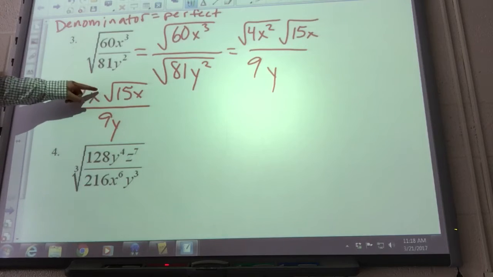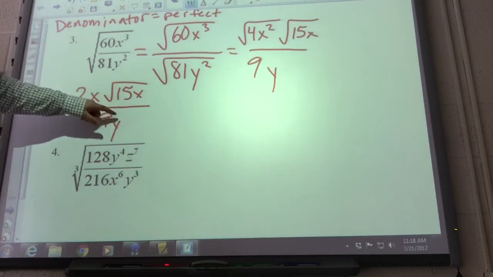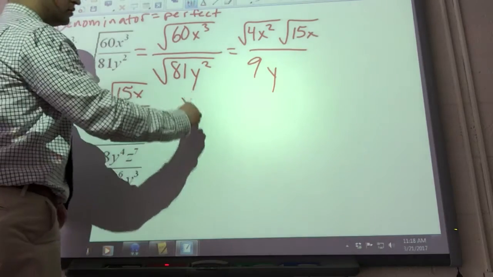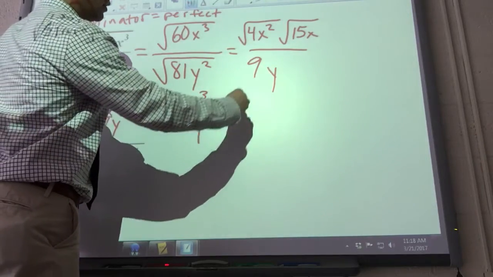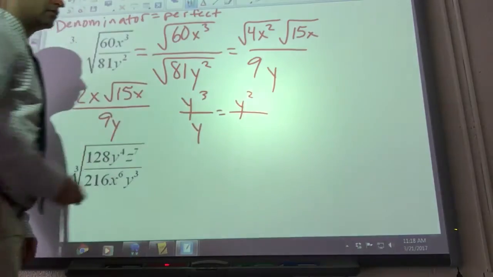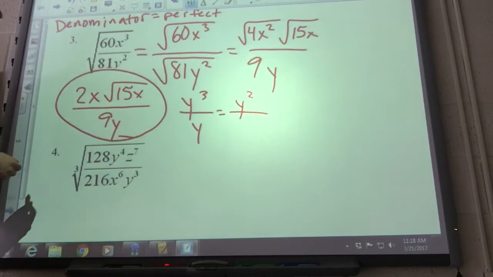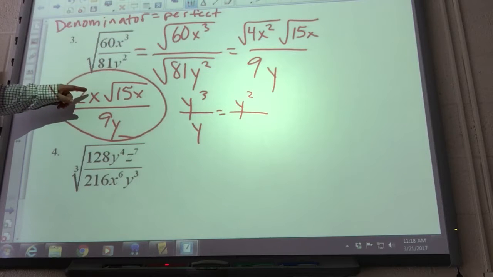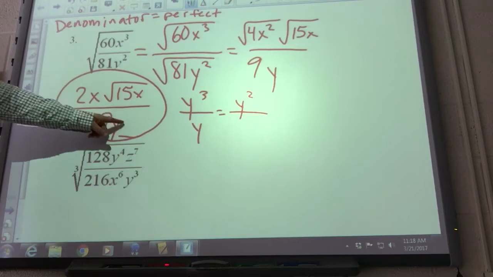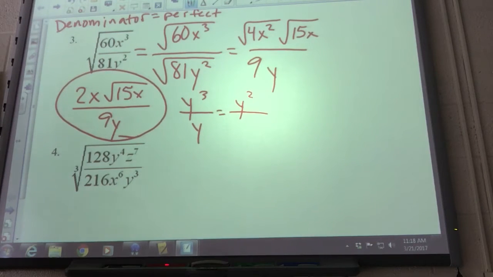Remember, if you had, say, y to the third up here and y to the first, that would give you a y to the second on the top. So keep the exponent rules from way back when in your mind as you're dividing these radicals. Not just looking to reduce numbers, but also the exponents on top of your variables.